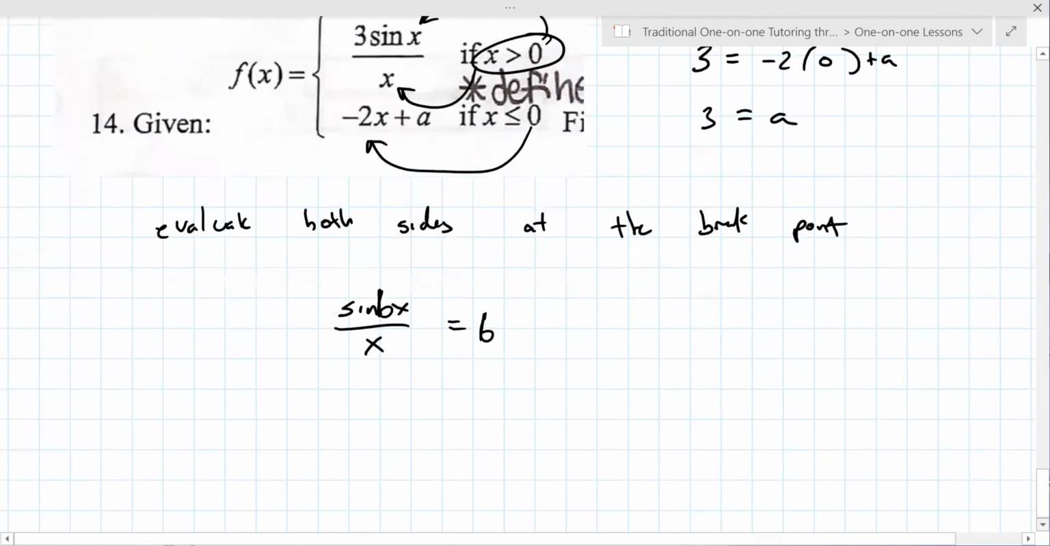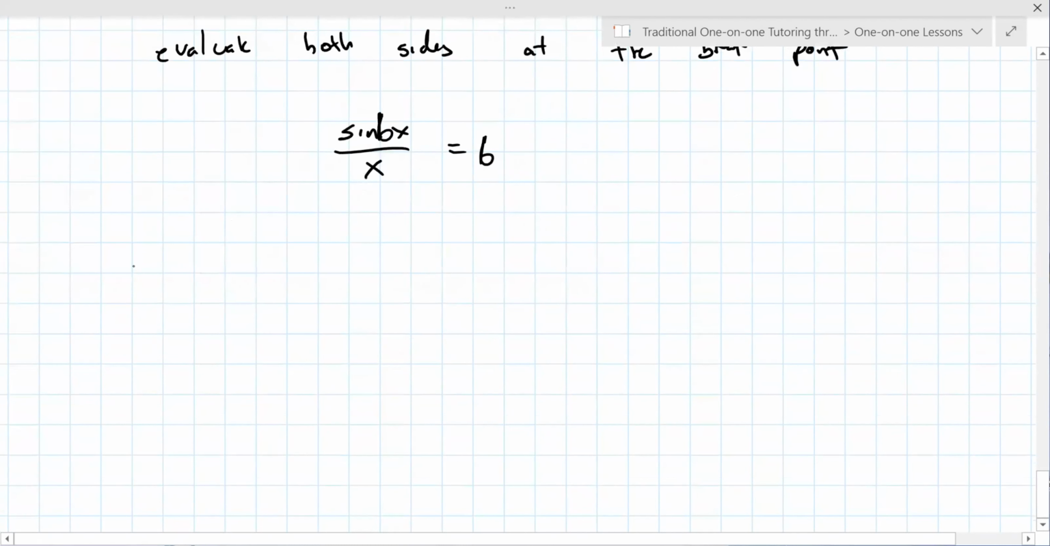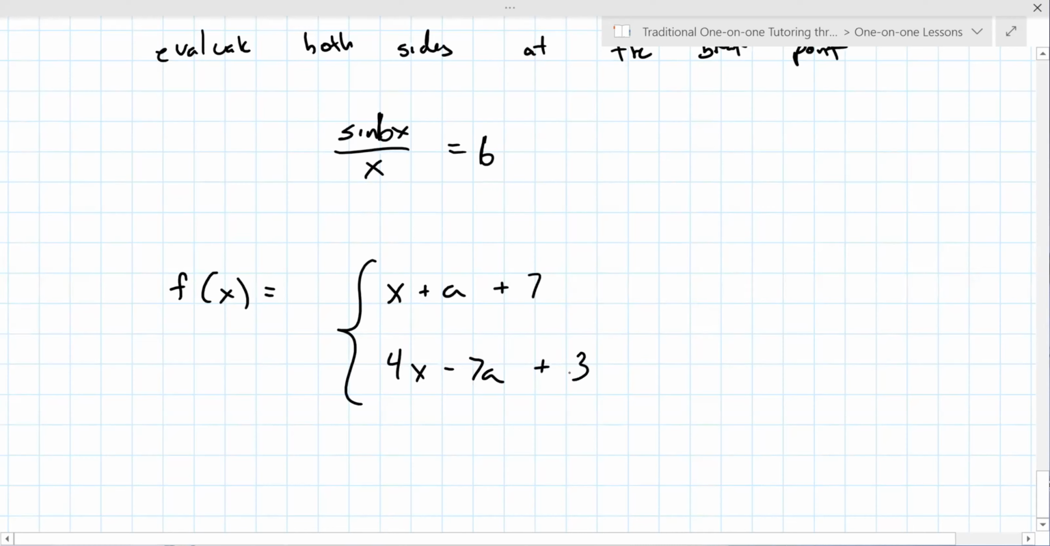So let's do it this way. Let's say f of x equals x plus a, and then plus 7, and then this other one is 4x minus 7a plus 3. This is for x less than or equal to 3, and this is for x greater than 3. So this is the more common scenario that you're going to get.